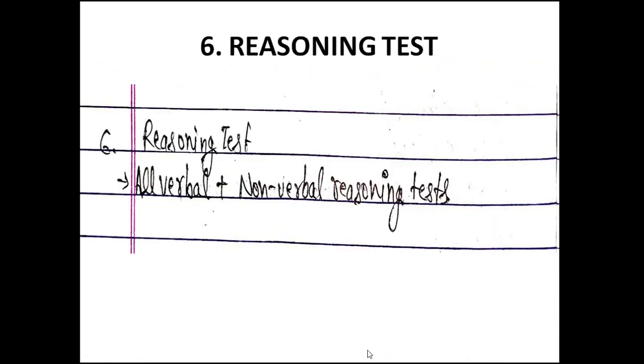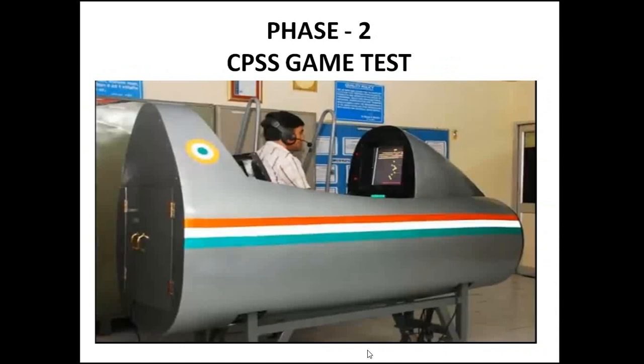Your sixth test includes reasoning test, all verbal plus non-verbal reasoning test. Now after phase 1, those students who qualify phase 1 have to give phase 2, that is the CPSS game test. You can see here the candidate is sitting inside the cockpit structure of the Indian Air Force. So this is the computer screen where you will be given the games to play.